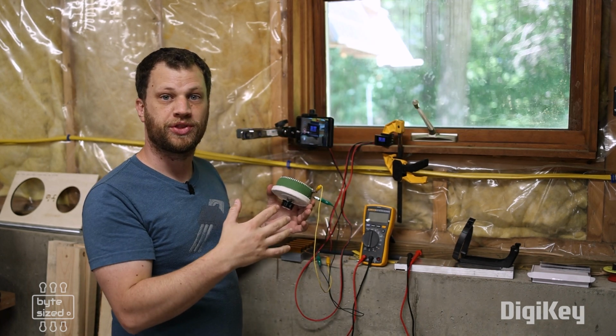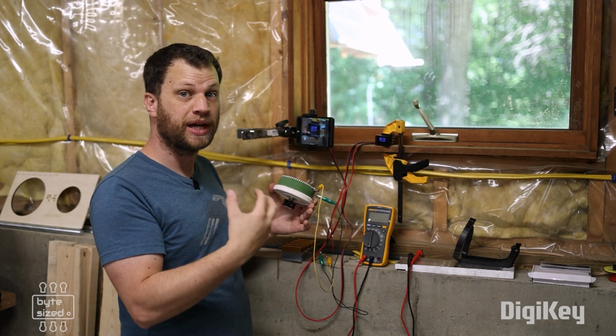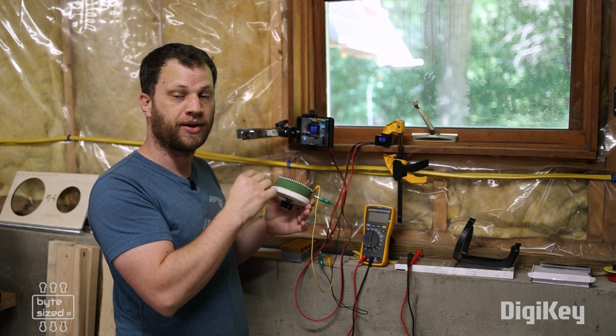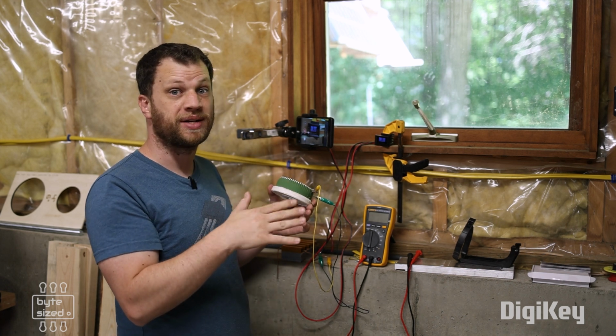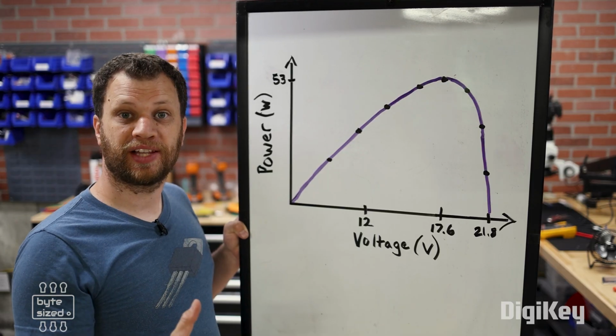So what we want to do with our charge controller is to be able to find that maximum power point where we're pulling out as much power as we can out of the panel and always track that power point because it's constantly changing. It's never going to be the same from minute to minute. Let's see what that looks like on a graph.